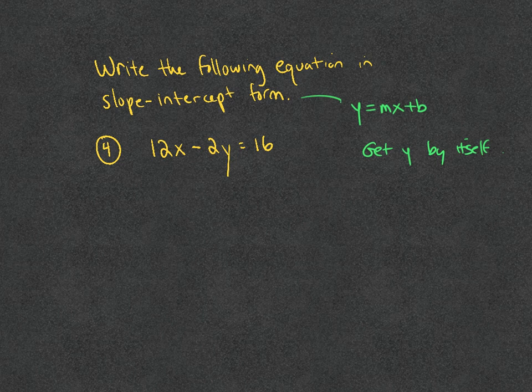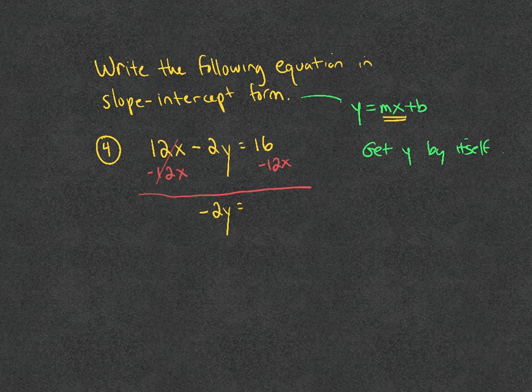So in this instance, if we want to get y by itself, we've got to get rid of the 12x, we've got to get rid of the negative 2, and then the y will be all by itself on the left side of the equals. So we'll start off getting rid of the 12x, subtract 12x from both sides. Bring down the negative 2y, and then here you'll notice that the x term is right after the equals.